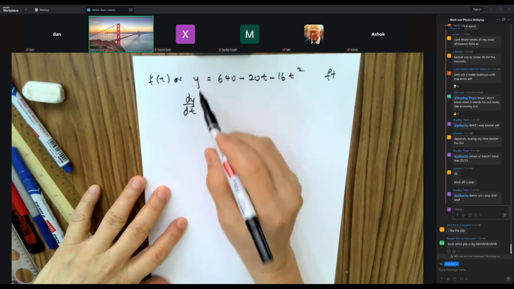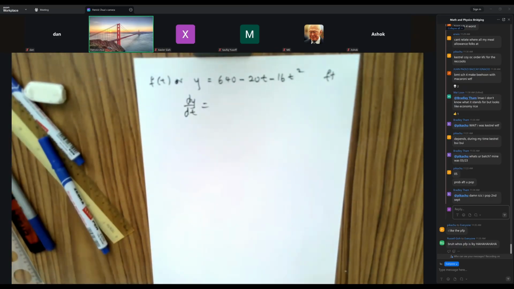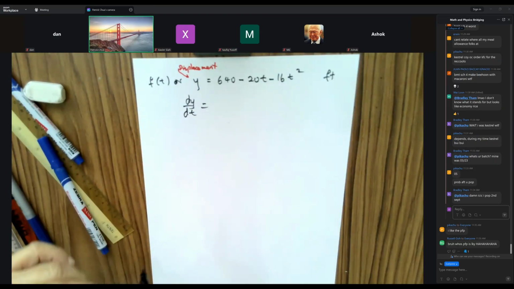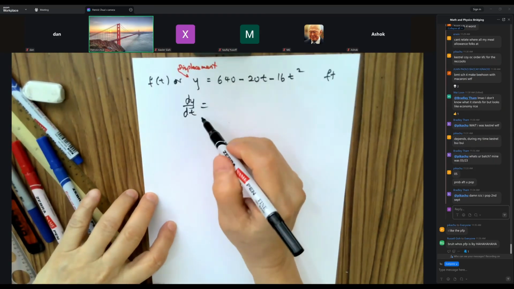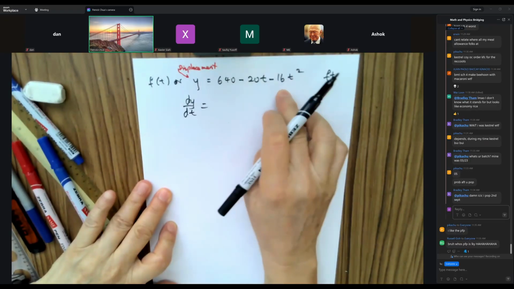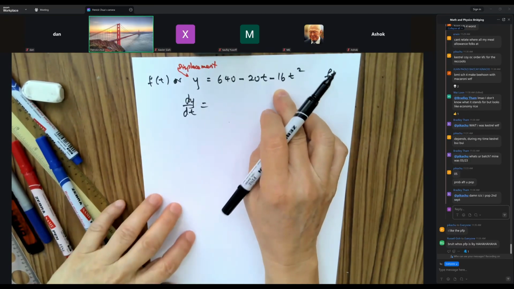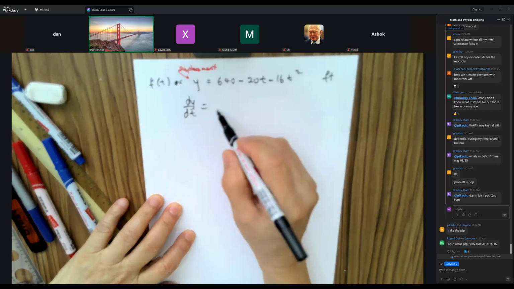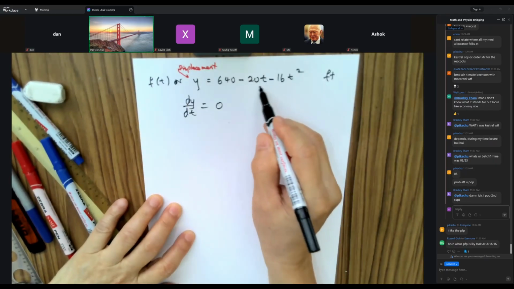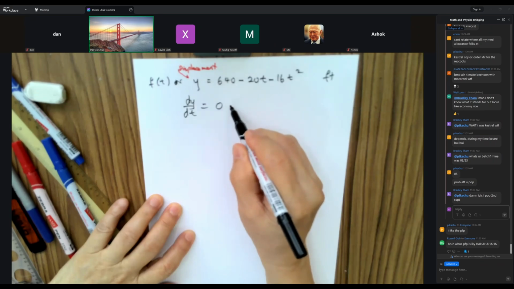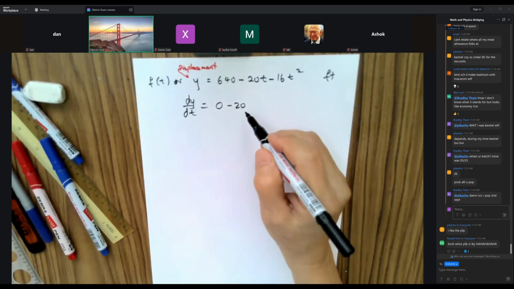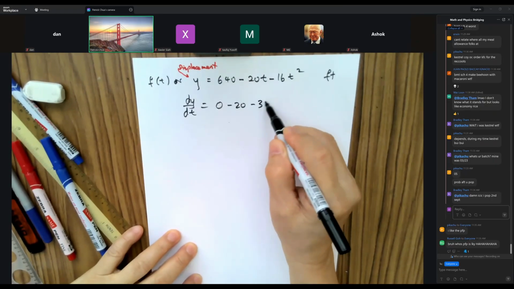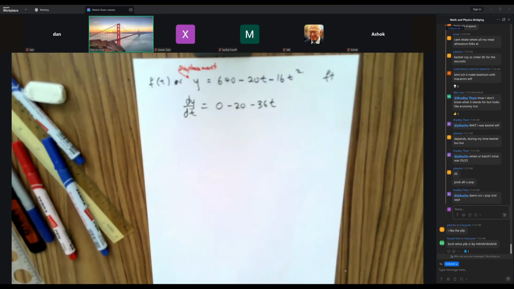So when you differentiate a displacement, you can say it's a vertical displacement or height, what would you get? Let's differentiate this. Power rule. You see, this is all differential power. Differentiate a constant is 0. Differentiate minus 20t, you get minus 20. Differentiate 16t squared, you get minus 36t using power rule.